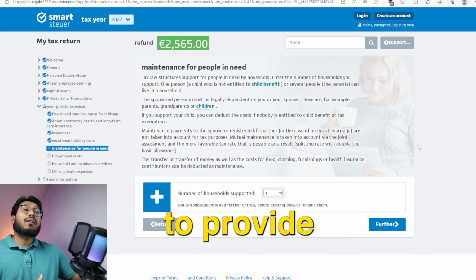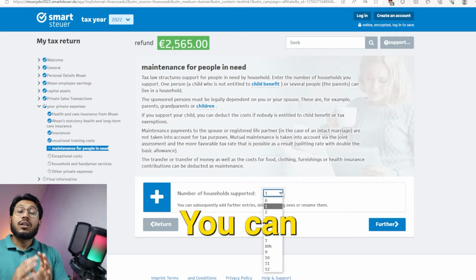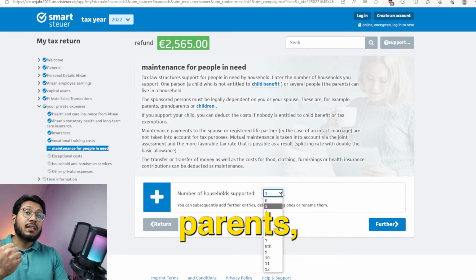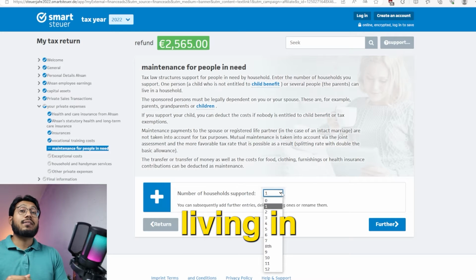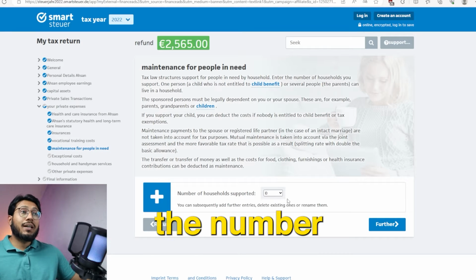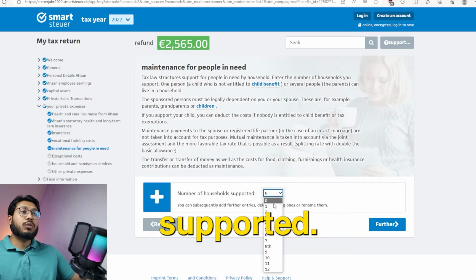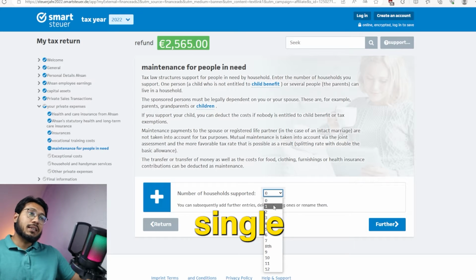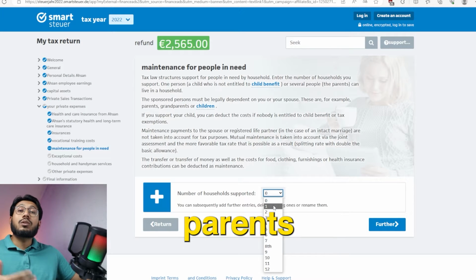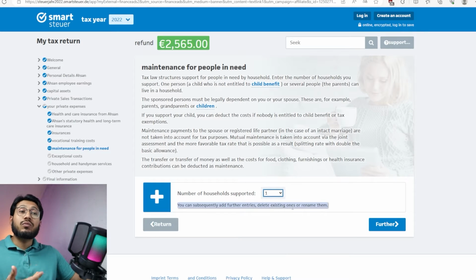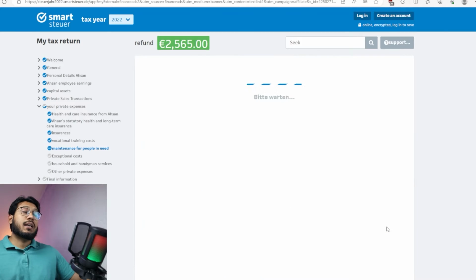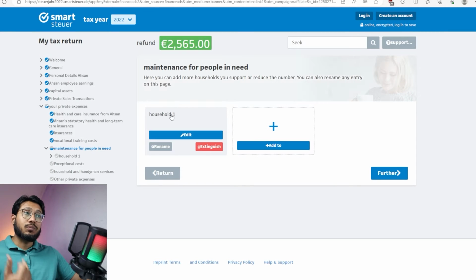We are going to provide information about the maintenance declaration. You can support your parents, your parents-in-law, your spouse and your children that are living in another country. Here you need to provide the number of households that are being supported. So if you're supporting your parents, it will be a single household, or if you're supporting your parents and your spouse which is living in another house, it will be 2 houses. But you can always add or remove further entries in the next page. So here we have this one household. You can add or remove all of those entries.